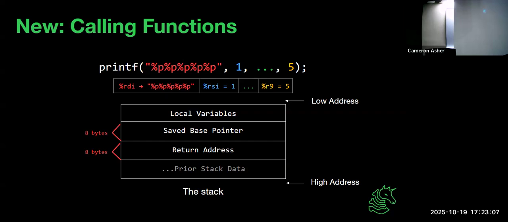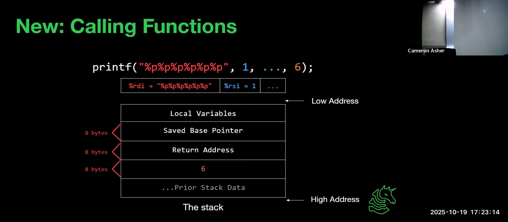So the first 6 arguments of a function are put into registers, so that would be the first 5 format specifiers. And then after that, the 6th one would be reading off of the stack.